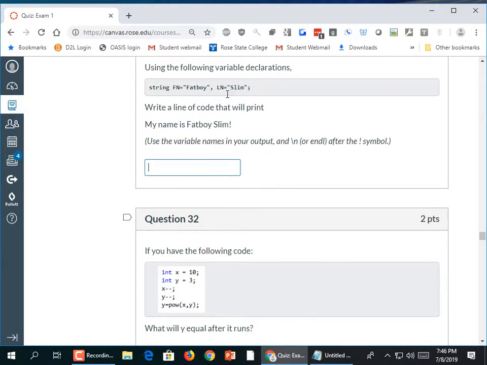The only bug here is that some folks forgot to put a space here. So if you did this, cout, my name is, and then you did arrow, FN, arrow, LN, arrow, endl. There's no space between the first name and the last name, and it didn't ask you to print out, my name is Fatboy Slim with no space. So you had to tack on one more thing. You had to put a space between those. Like that.